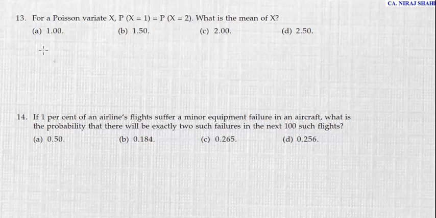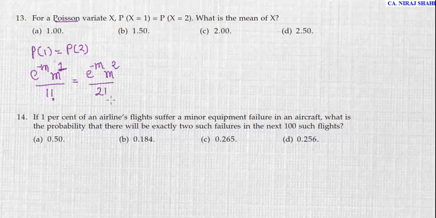For a Poisson variate x, P(X=1) is equal to P(X=2). What is the mean of x? Now here P1 is equal to P2 is given. Let's equate the formula also. P1 as per Poisson distribution is e raised to minus m, then m raised to x, and x is 1 here, divided by 1 factorial, is equal to e raised to minus m, m raised to 2, divided by 2 factorial.